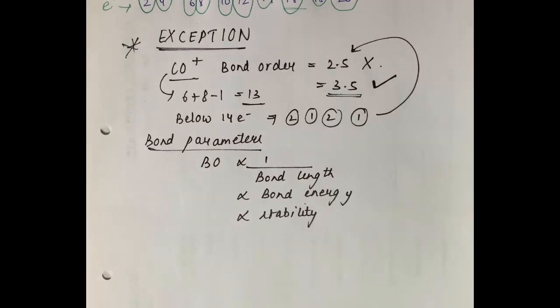But if there are two compounds given, each having the same bond order, then the stability is inversely proportional to the number of antibonding electrons, which means the more the number of antibonding electrons, the less will be its stability.